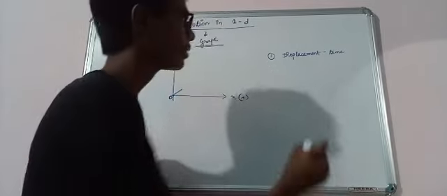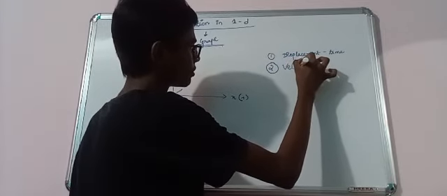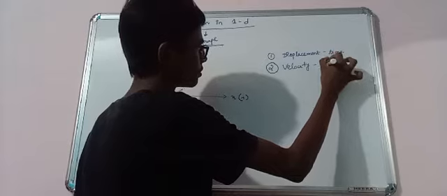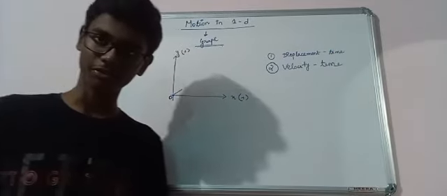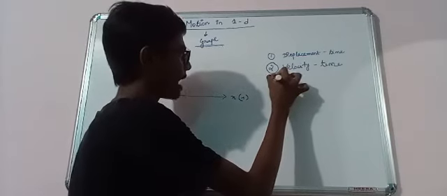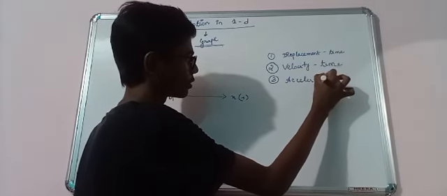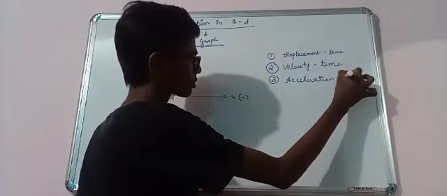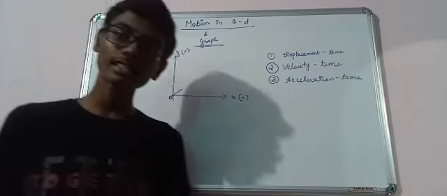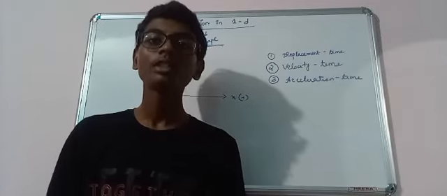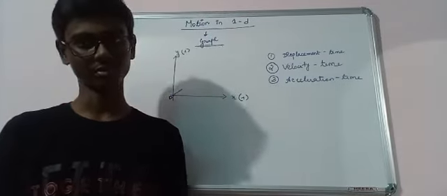Done? Number 2 is velocity time graph. And number 3 is acceleration time graph. These are the 3 graphs that we need to be clear with. Nothing else.